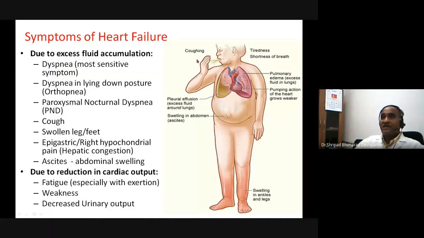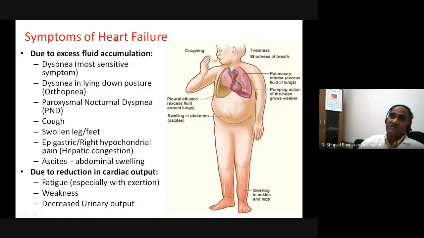Now, here we have the cough, the fluid here in the pleural cavity, fluid here in the abdomen, and fluid here. And if you are looking at these things, he is tired because the blood supply is the second component. Due to reduction in the cardiac output, there is easy fatigability. That means he is tired and weak, he feels weak, and he does not have interest, and there is a decreased urinary output because the heart is not pumping, the pressure head is not there, so that will reduce the urinary output.